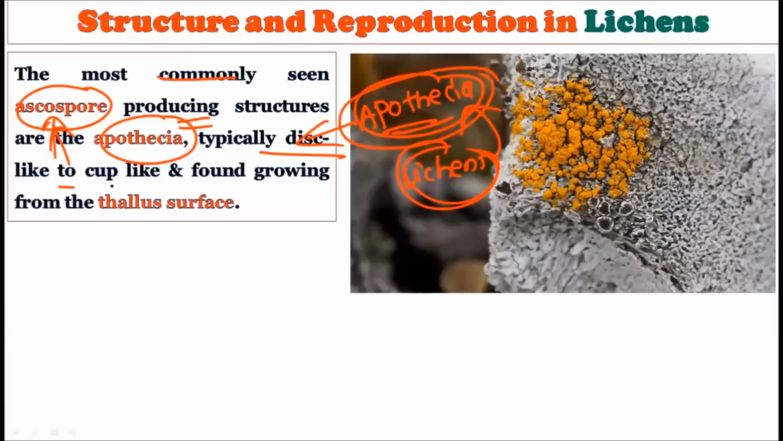Okay, which is typically disc-like to cup-like and found growing from the thallus surface. Okay, on the thallus surface, these are growing, and these structures are called the apothecia, and in these apothecia, all these ascospores are created.